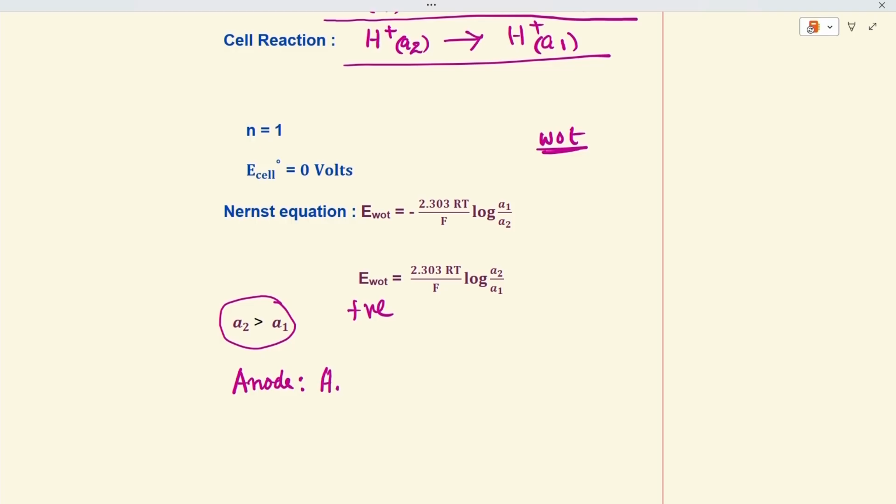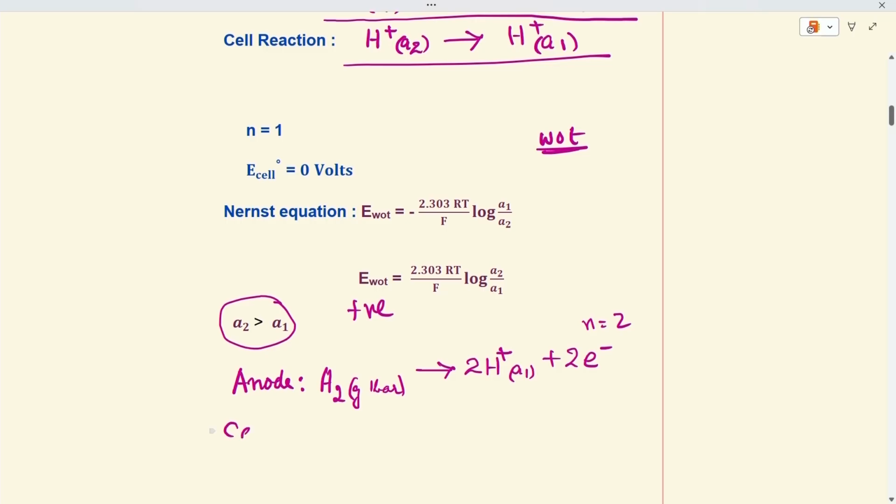Because in this case I have been taking half H2. If you remember, half H2 giving H plus. Instead of that, if I put it as hydrogen gas, pressure 1 bar, it will give you 2 H plus ions of activity 1, that is in the anodic compartment, plus 2 electrons. Now, in this case, the value of N will be 2, that is what the confusion will be.